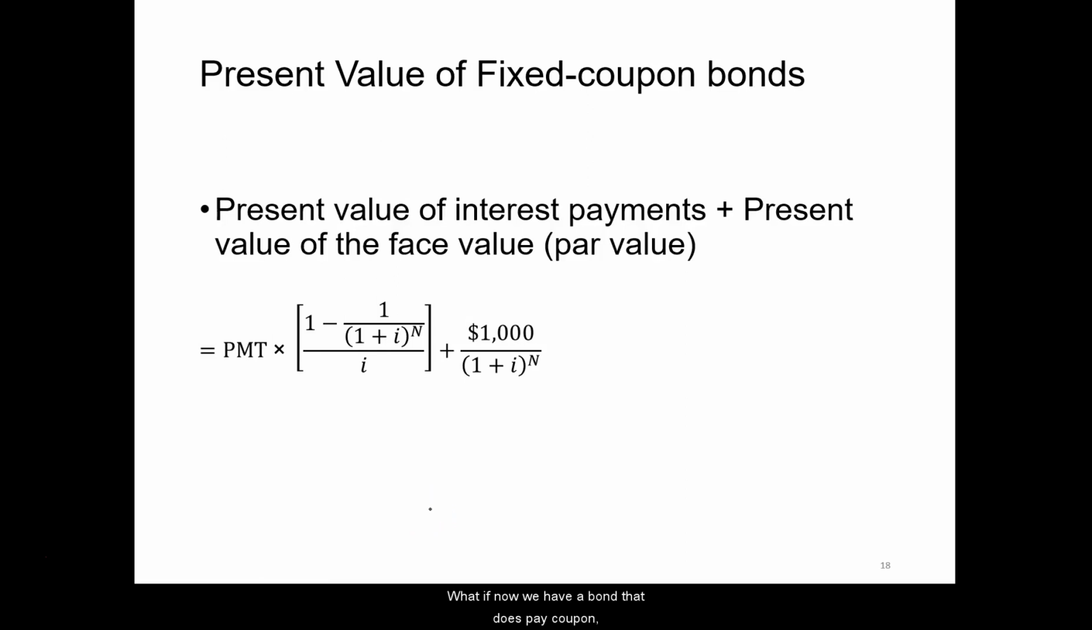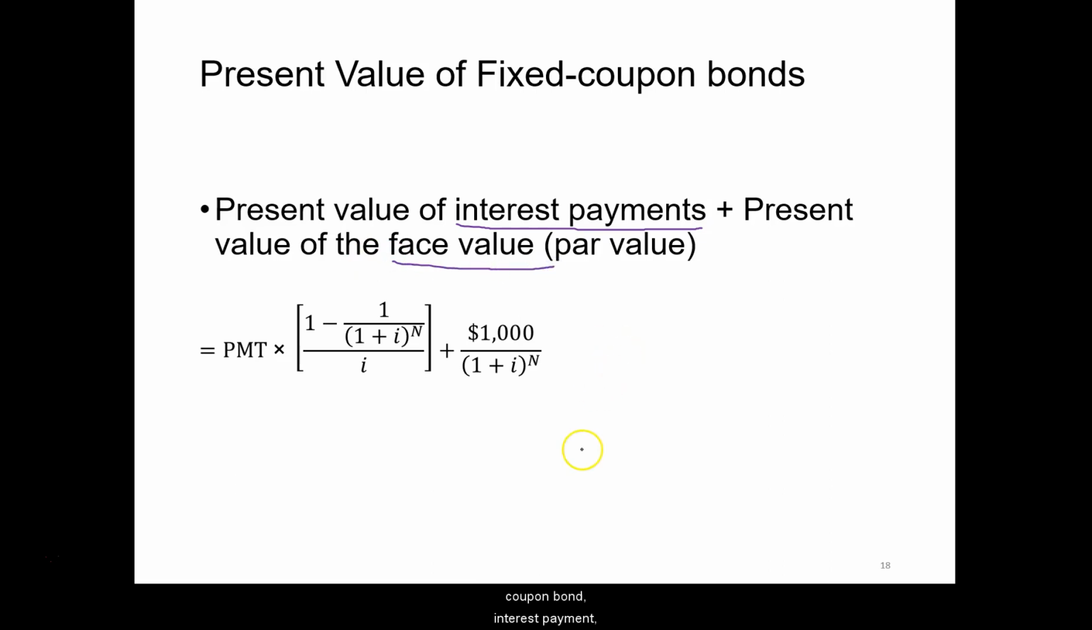What if now we have a bond that does pay coupon or have those fixed coupon payments? The idea is still the same. We're trying to calculate the total present value of all the interest payments and the final par value payments.